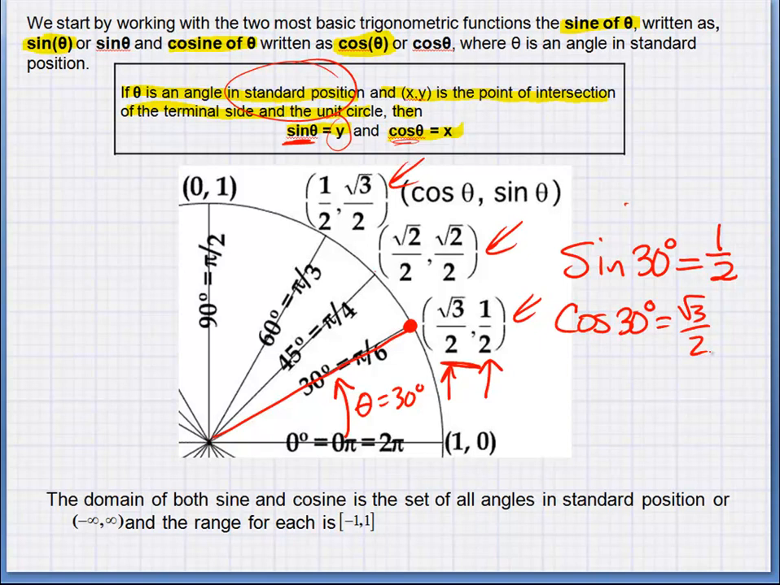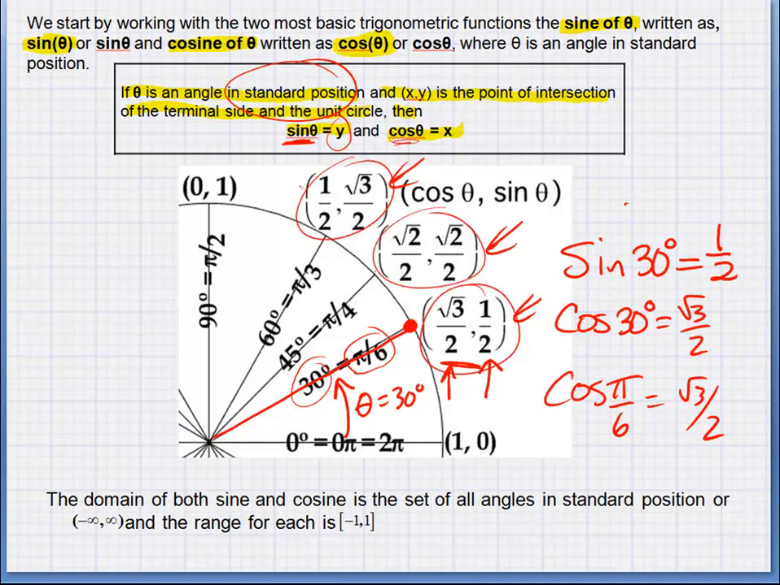If I did it with radians, it's the same thing. The cosine of pi over 6, which is also the same thing as 30 degrees, is square root of 3 over 2, because that's the same intersection point. I just measured the angle with radians instead of degrees. So if I know these intersection points here, here, and here, I can find the sine and cosine of these angles. And that goes for all the special angles around here.